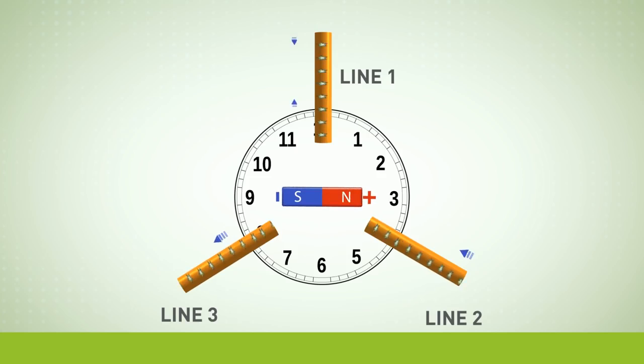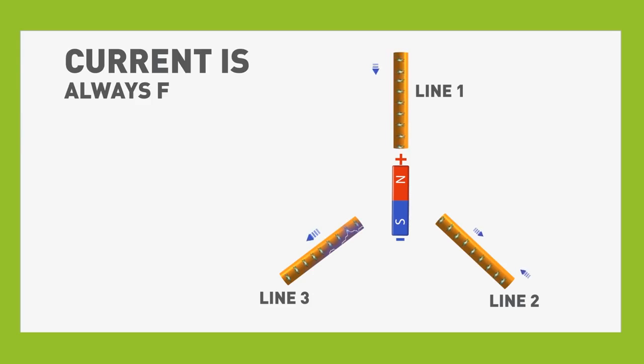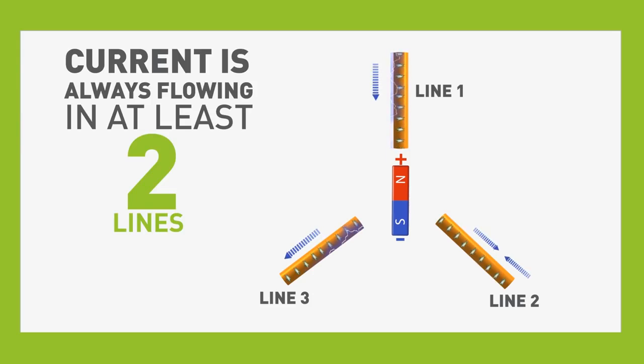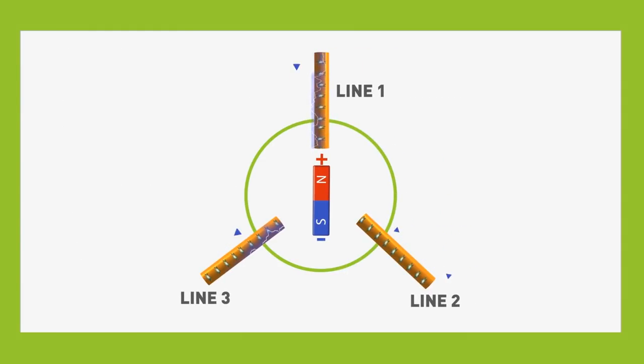At 3 o'clock, the magnet is perpendicular to line 1, so electrons stop moving, but line 2 is affected by the north pole and line 3 is affected by the south pole, so current is flowing in lines 2 and 3. Hopefully this example shows you how at any time current is always flowing in at least two lines. It also shows the relationship between the three lines as the magnet spins in a circle.